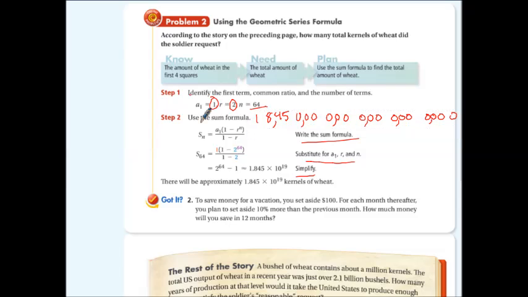All right, so let's take a look down here. To save money for a vacation, you set aside $100. For each month thereafter, you plan to set aside 10% more than the previous month. How much money will you save in 12 months?